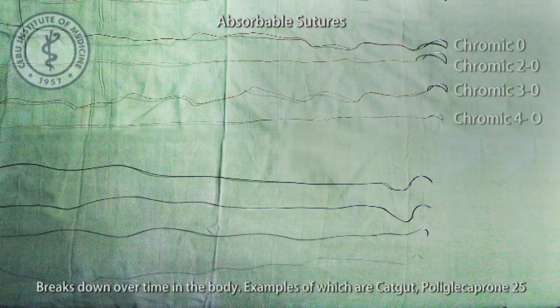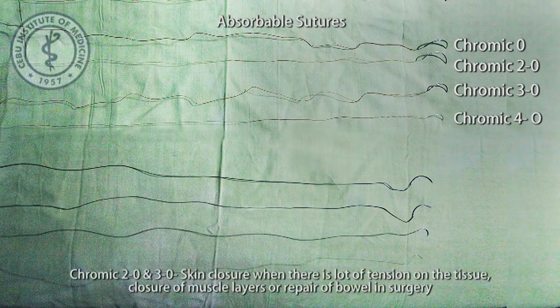Suture. Absorbable sutures break down over time in the body, examples of which are catgut, polyglecaprone 25, and chromic 0, for closing of the fascia layer in abdominal surgery. Chromic 2-0 and 3-0, for skin closure when there is a lot of tension on the tissue, closure of muscle layers, or repair of bowel in surgery. Chromic 4-0, for skin closure.